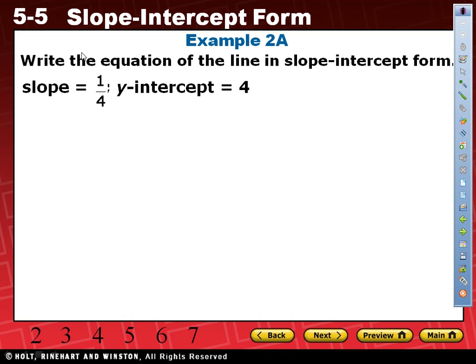And for this one, you do need to write the entire problem. It says, example 2A, write the equation of the line in slope-intercept form, where the slope is 1/4 and y-intercept is 4. Write the entire thing, please. Write the equation of the line in slope-intercept form, where the slope is 1/4 and the y-intercept is 4.